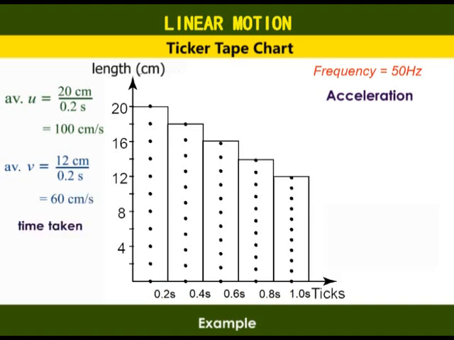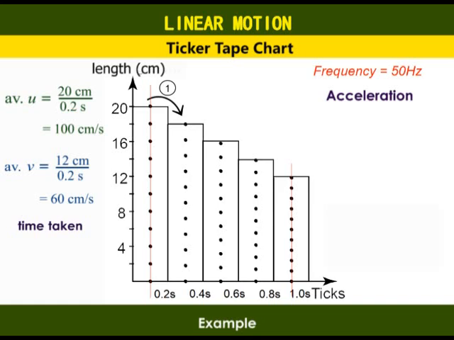Now the time taken. And this is where it gets tricky once again. You cannot just take the total time, which is 1 second. Remember that we want the time taken for velocity to change from u to v. We used the average initial velocity and the average final velocity. So the starting point should be the midpoint of the first strip, and the end point should be the midpoint of the last strip.